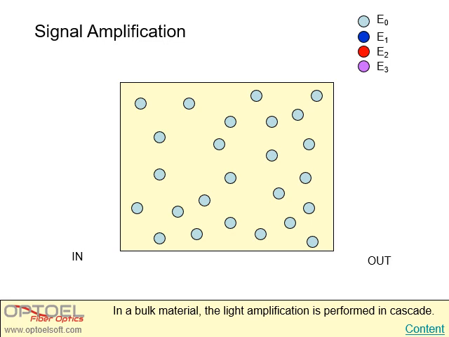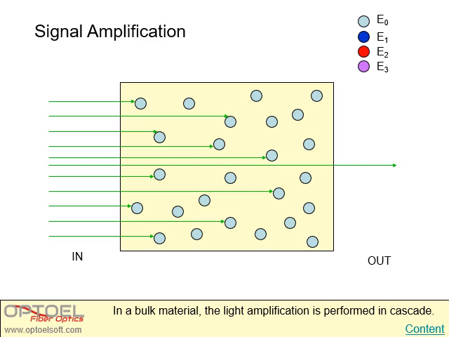If this material is flooded by photons having energy equal to E3 minus E0, represented here by the green lines, some of the active atoms will be hit by these photons. Their electrons will absorb the green photons and will jump to level E3. After that, they will rapidly decay to metastable level E2.